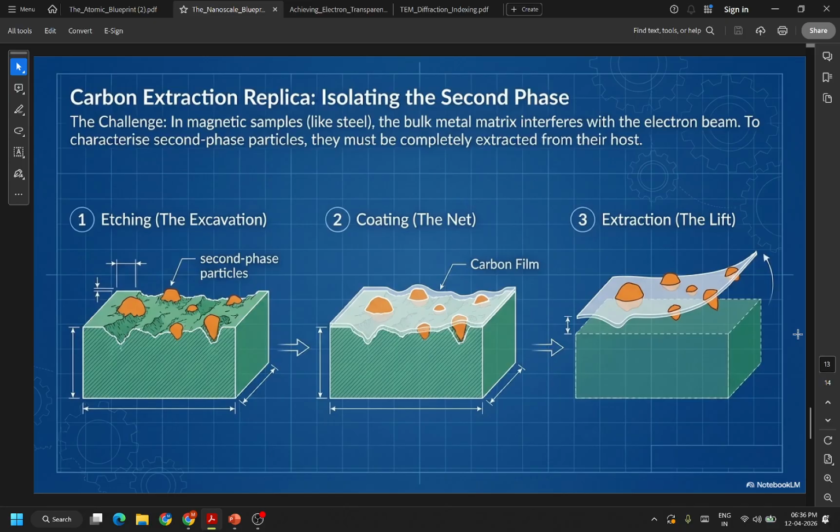So first we do etching to open up the second phase particles. Then we coat it with a carbon film, and then we remove the carbon film, and the second phase particles come along with the carbon film.